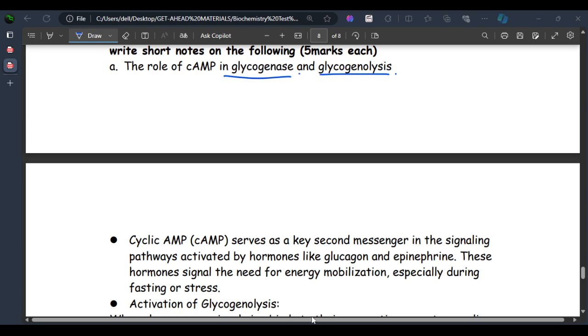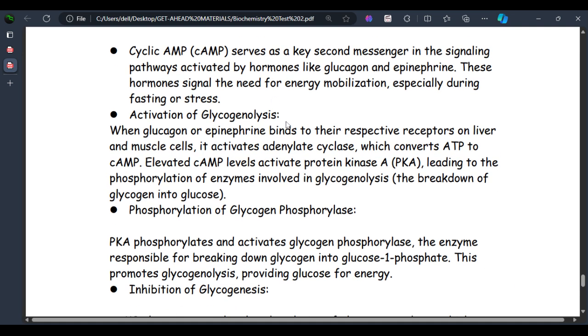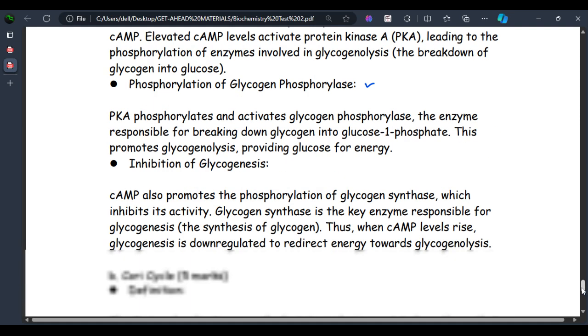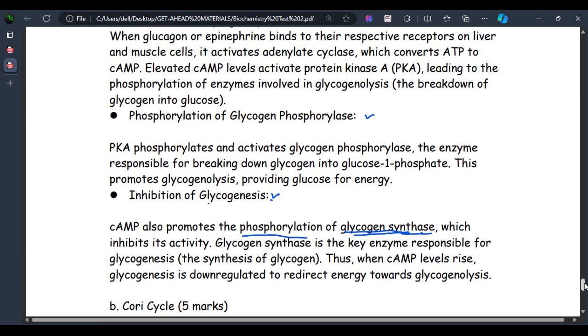This one I already said was just 5 marks. So all you have to explain is activation of glycogenolysis, through phosphorylation of glycogen phosphorylase, which activates it. And, like I said earlier, inhibition of glycogenesis by phosphorylation of glycogen synthase. So you inhibit glycogenesis by phosphorylating glycogen synthase. Remember that this enzyme, once you phosphorylate it, is going to be deactivated. So that's basically what you have to mention here.